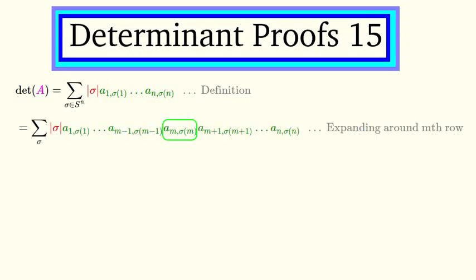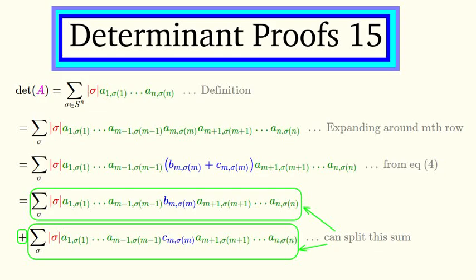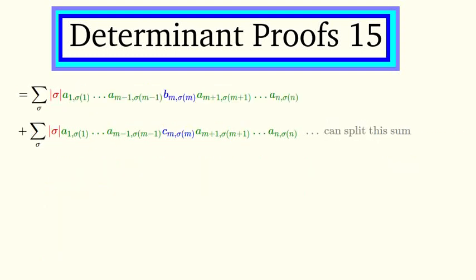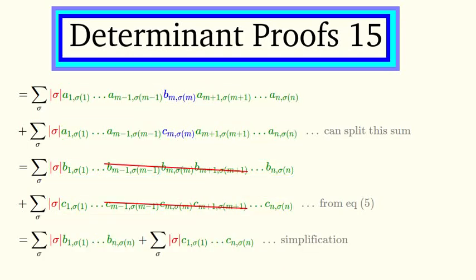We can expand this product out to include the entries in and next to row m. Then we can make this substitution, since the entries of A in the mth row are equal to the sums of the entries of matrices B and C in this row. We can then split this sum, because this is a property of terms added together in brackets. I'll just scroll everything up the screen again to make some more room. We can then make this substitution for the entries of A because of this equality, when they aren't in the mth row. Then we can make this simplification because there's no need to especially focus on the mth row anymore.